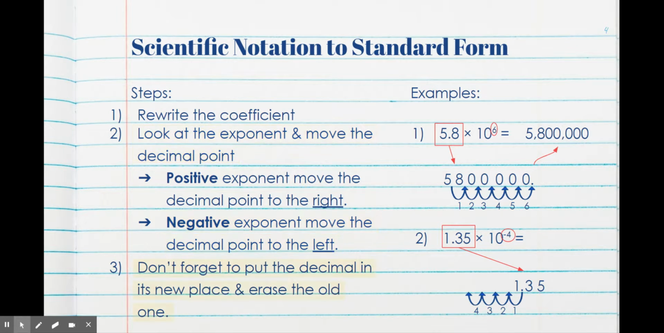So don't forget to put the decimal in its new position and to erase the old one. Lastly, we're going to add our zeros into all those empty spaces. And don't forget to add a 0 to the left of the decimal. Now we're going to rewrite our answer up top. And there it is. The value of 1.35 times 10 to the negative fourth is 0.000135.